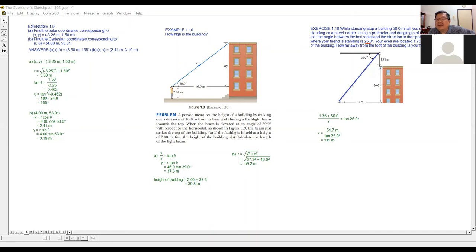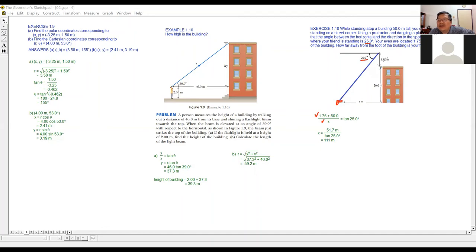So your eye level is actually more than 50 meters, it is 1.75 plus 50. So this is the total vertical distance. And the angle of depression, that means from the horizontal, you look downwards. So this is the angle of depression, and it is given as 25 degrees. So how far is this person away from the foot of the building? So again, we use this formula. y over x is tangent theta.